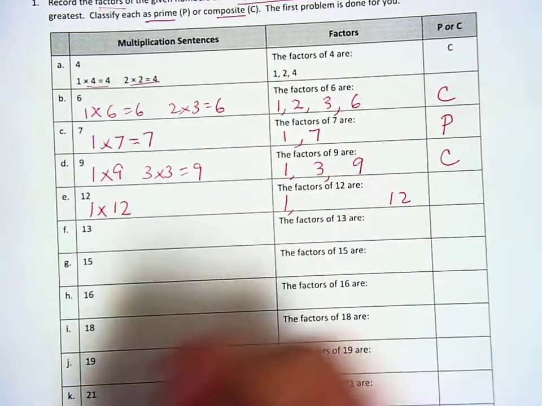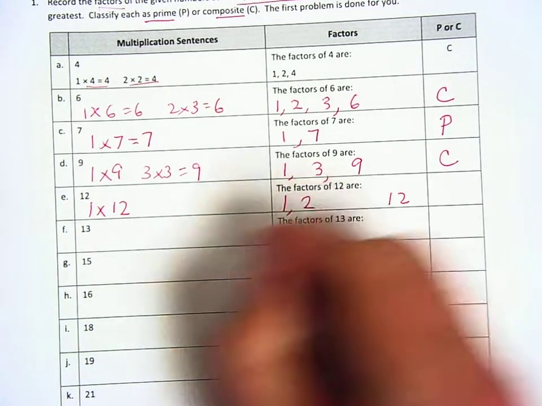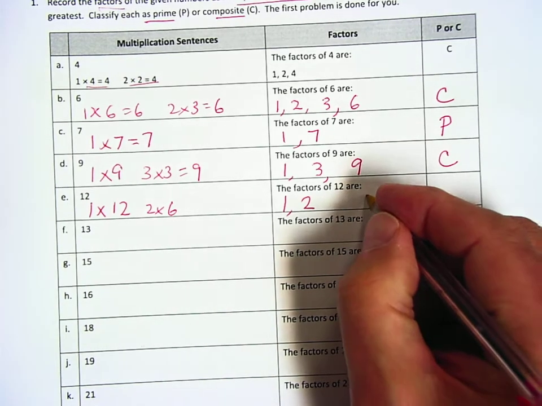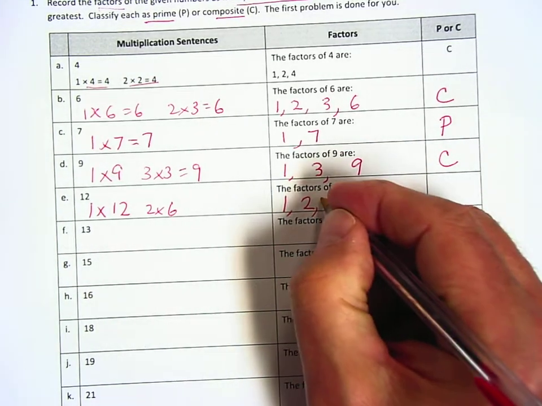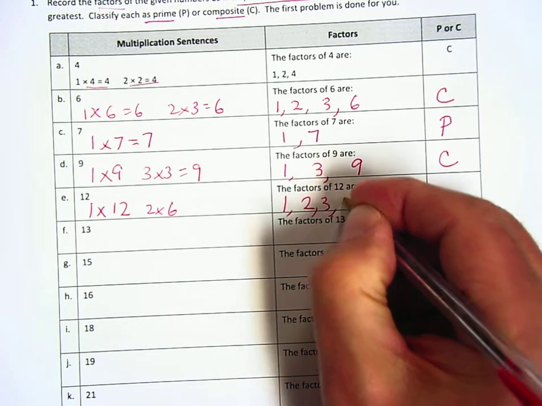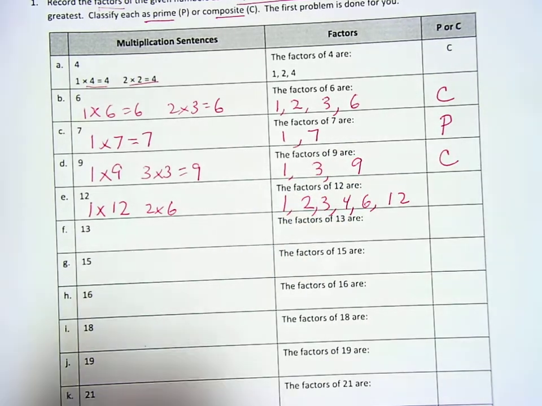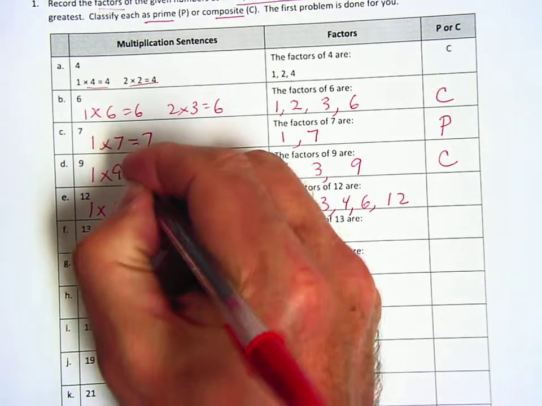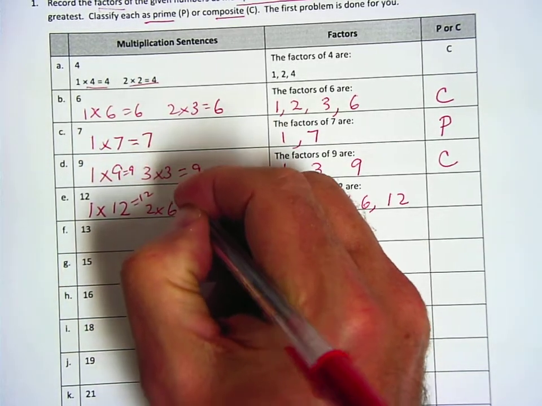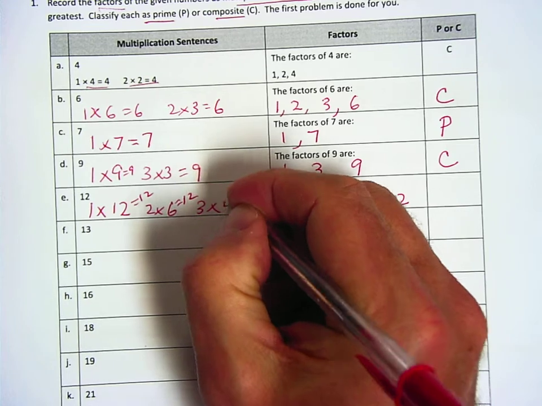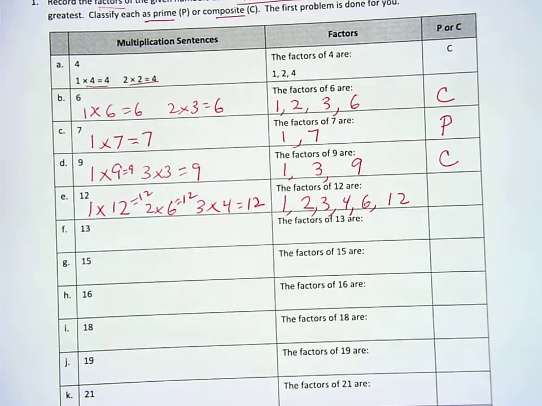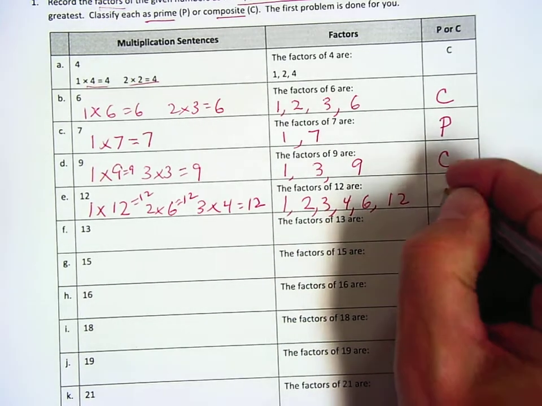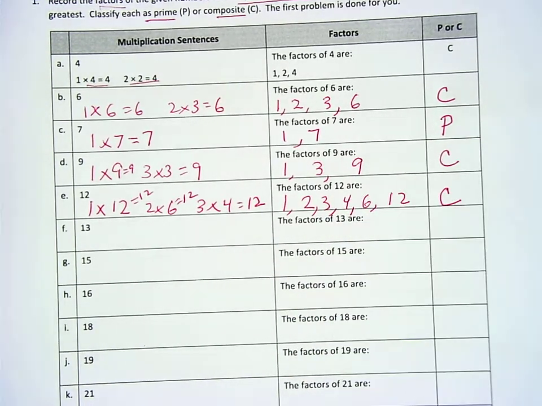Anyway, we have 1 and 12. And I think about it, well, 2 times 6 is equal to 12. Now, what about 3? 3 times 4 is equal to 12. Oops, I didn't even write this equal 12. So I have 3 sentences there, and I have 1, 2, 3, 4, 6, and 12. So it is composite. Then we get to 13.